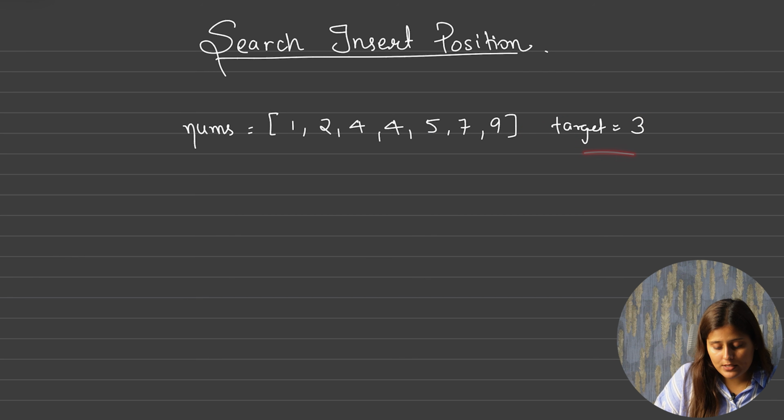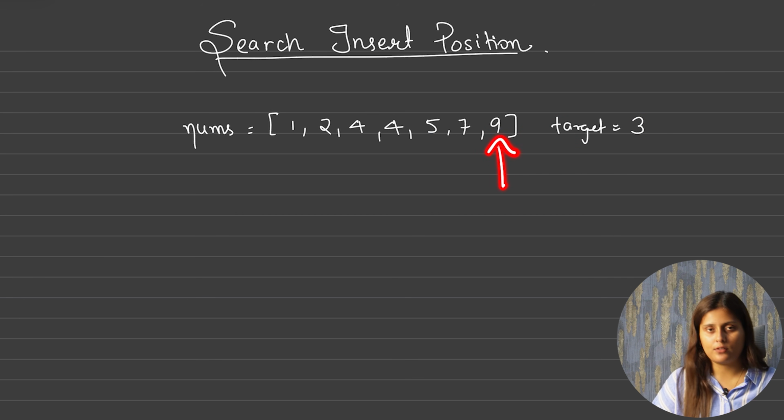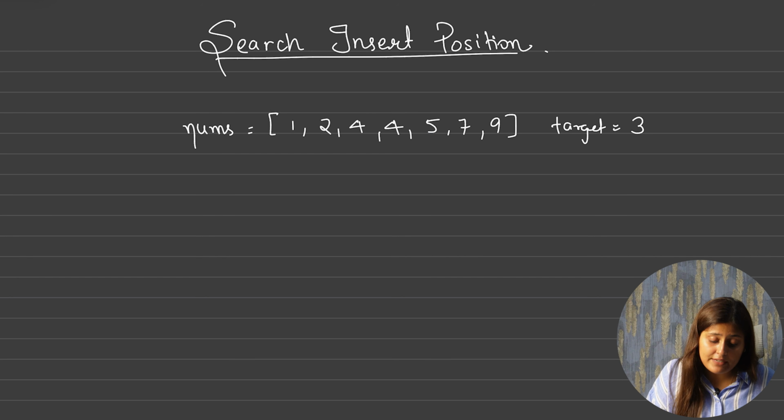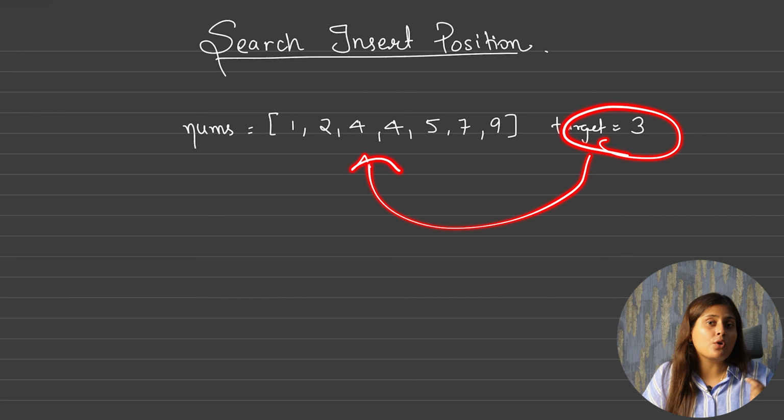So what do you think? Should we insert from the right side or left side? Obviously left side. But how will we get to know? Because basically the code does not know where this 3 should fit. So hence we will go with the linear search.